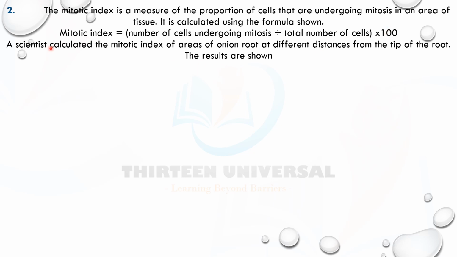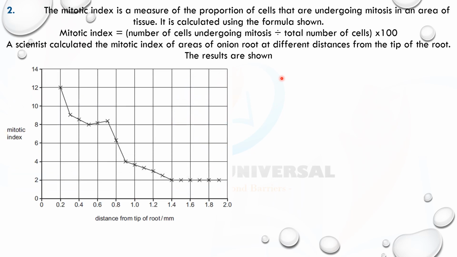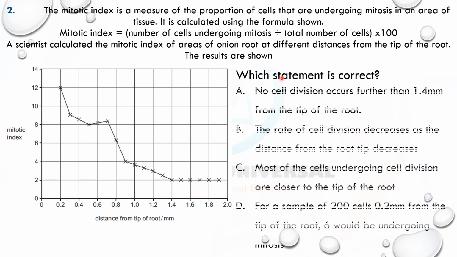Now, a scientist calculated the mitotic index in an area of onion root at different distances from the tip of the root. The results are shown. Now this is the result there. So which statement is correct? Pause this video and try it.